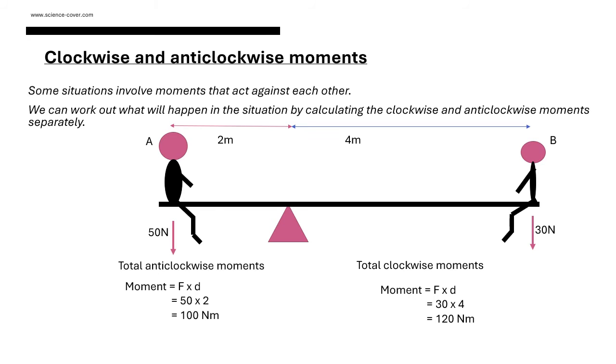Now again, what we're looking for is the difference between the two moments. So I can take the 120 and take away 100, and that leaves me 20 Newton meters in the clockwise direction.